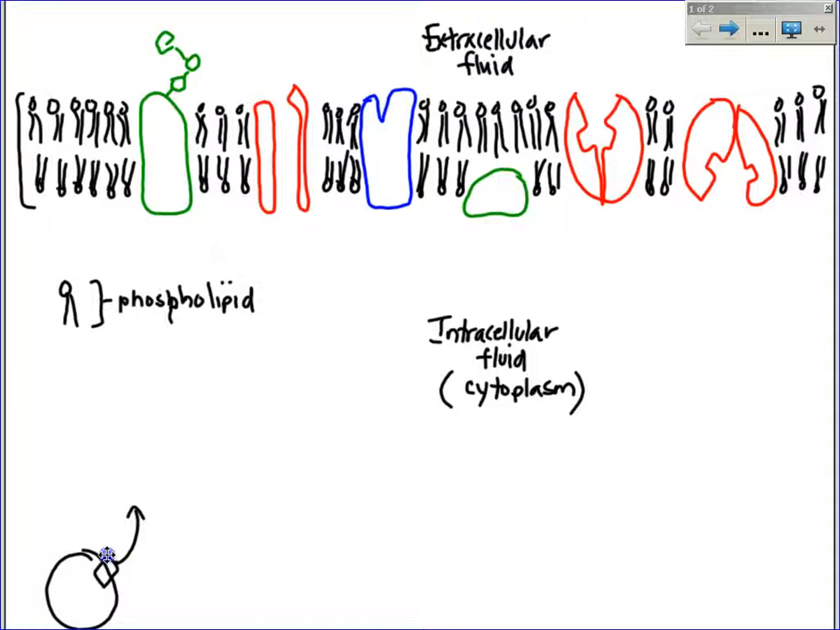Well, if I'm going to describe it, then I want to talk about, oh, well, this is the phosphate head of the phospholipid, and this is a fatty acid tail of the phospholipid. I can't talk and write at the same time. Fatty acid tail of the phospholipid.